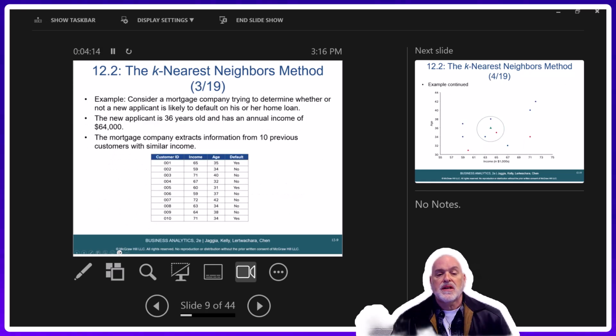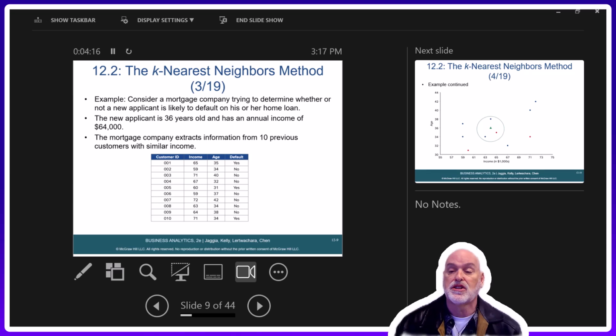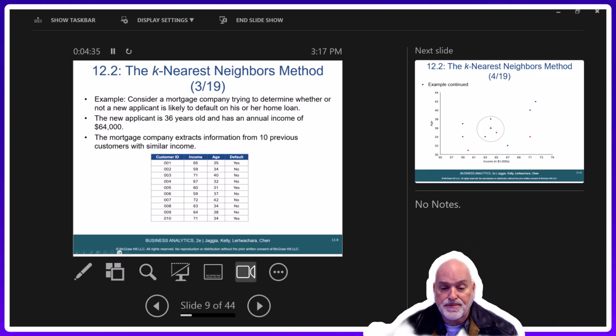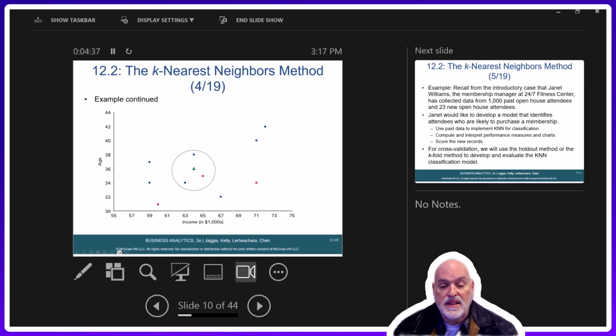Example. Consider a mortgage company trying to determine whether or not a new applicant is likely to default on his or her home loan. The new applicant is 36 years old and has an annual income of $64,000. The mortgage company extracts information from 10 previous customers with similar income. And below you can see the chart. It's charted out.